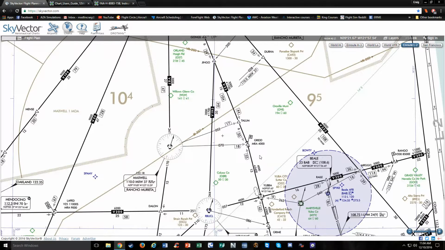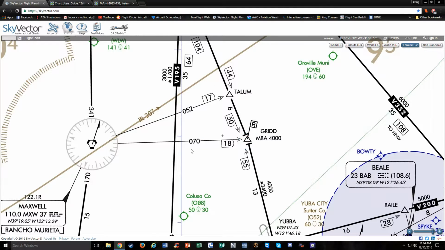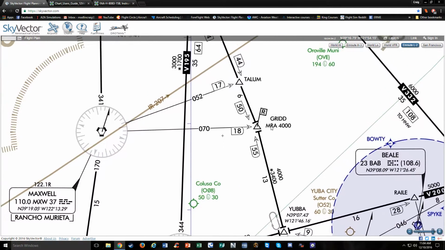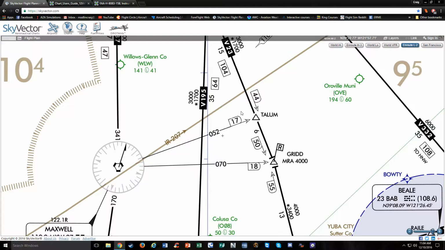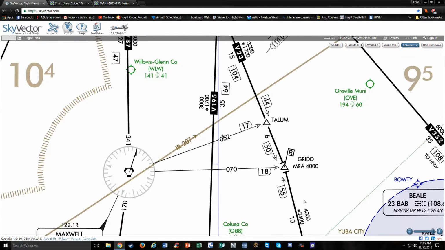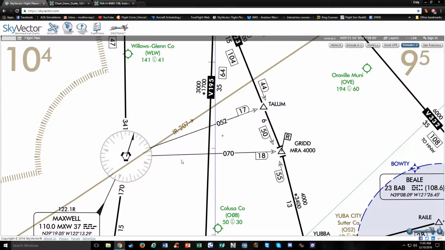So if you're traveling along Victor 23 north and south, and you want to identify Grid intersection via the Maxwell VOR 070 radial, then we're going to have to climb up to at least 4,000 feet to make sure we get that signal coverage. So we could be at 3,000 feet coming down here, or even at the minimum obstruction clearance altitude, and you're going to have to climb up to 4,000 if you want to receive the signal for this cross radial.